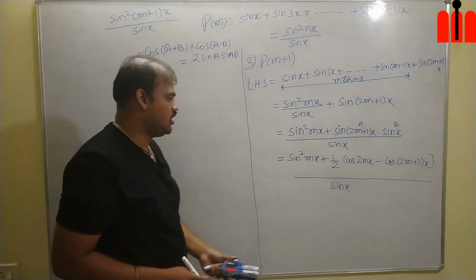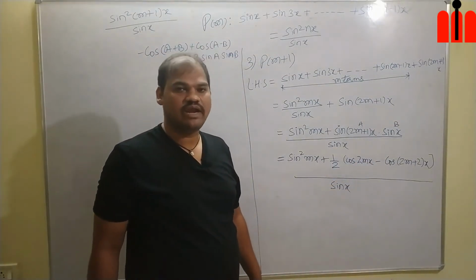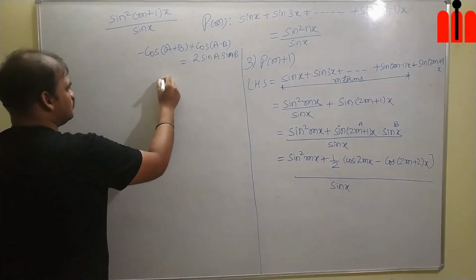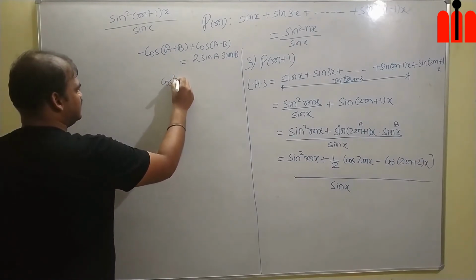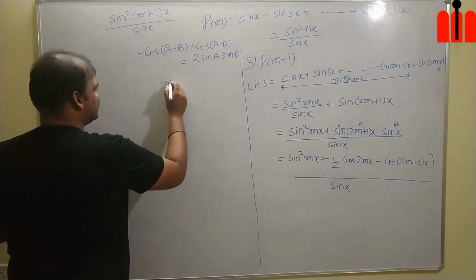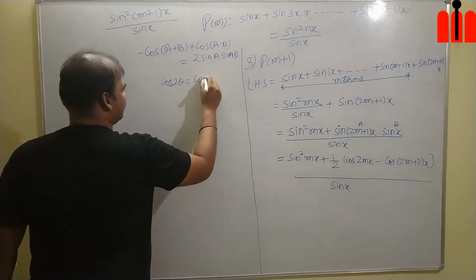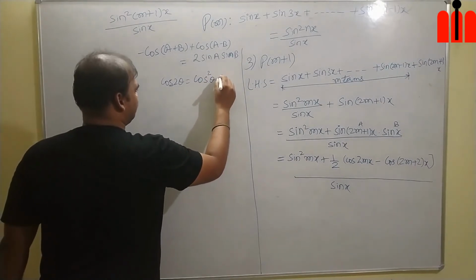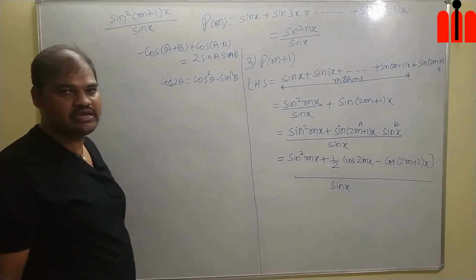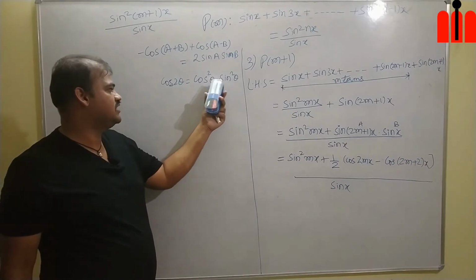Okay, now here cos 2mx is there. There is one more identity, that cos 2 theta will be cos square theta minus sin square theta. Okay, this is another identity, that 2 theta will become theta and theta.